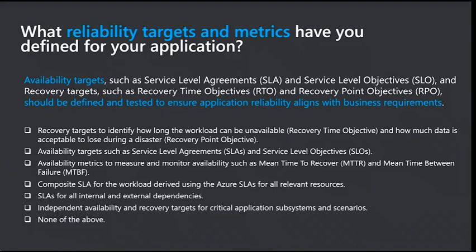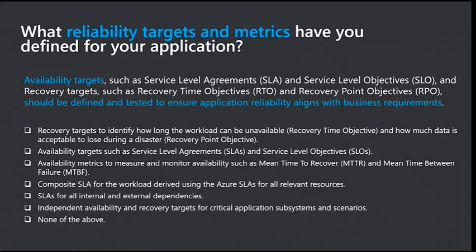Now let's get to the question, what reliability targets and metrics have you defined for your application? And here's our first statement. Recovery targets to identify how long the workload can be unavailable, recovery time objective, and how much data is acceptable to lose during a disaster, recovery point objective. Have RPO and RTO targets been defined for the application in key scenarios?